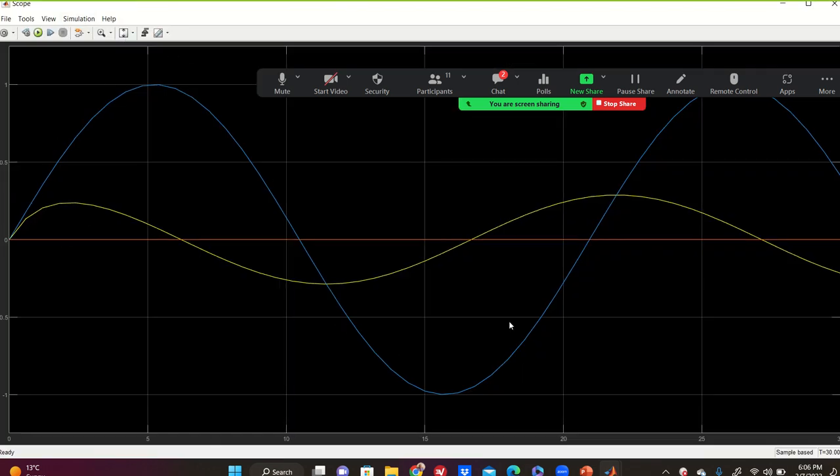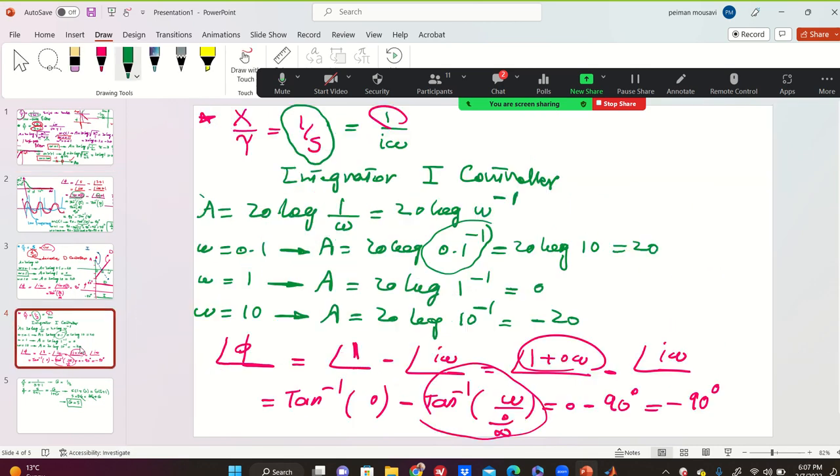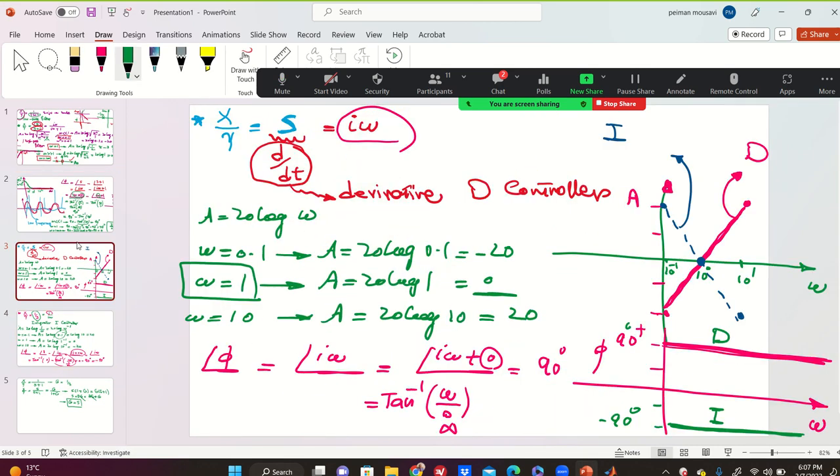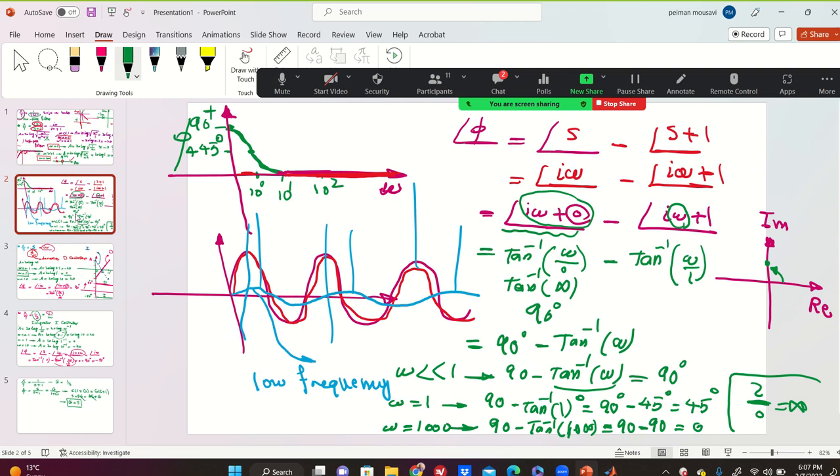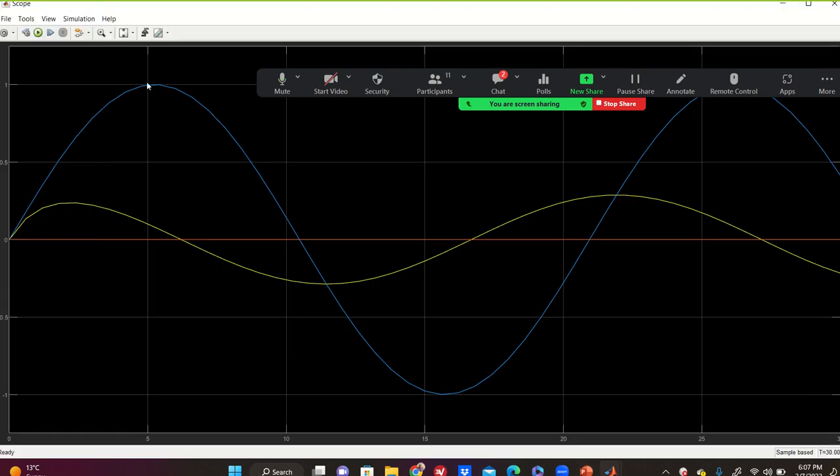This is the input to the system, and this is the output of the system. See? We have much lower amplitude. And you saw the phase, as I plotted. We have lots of phase difference for low frequency. Do you see that? Look at this maximum here, and this maximum here. They have lots of phase difference.